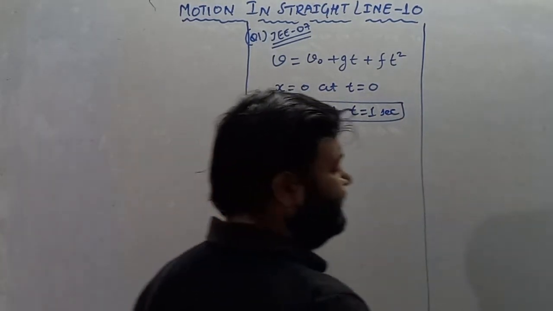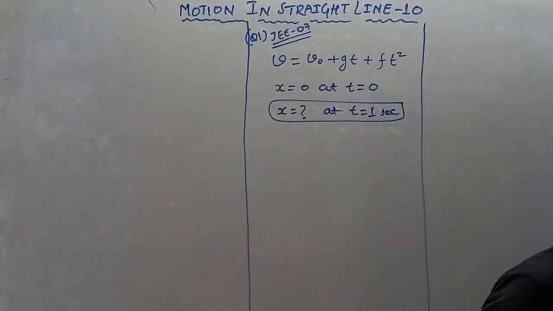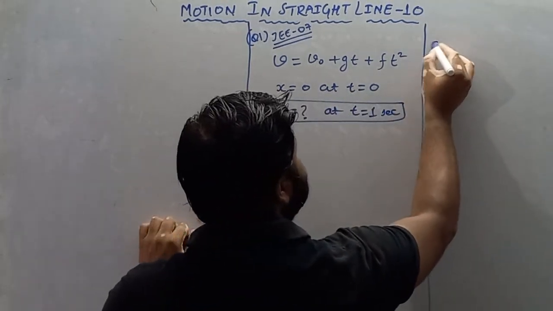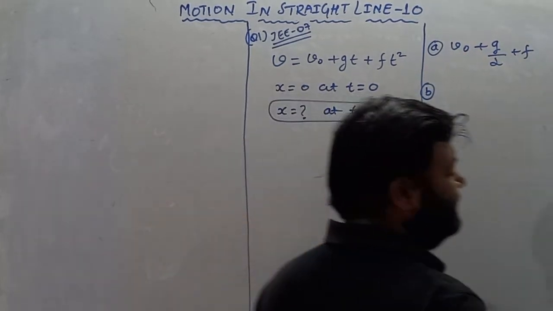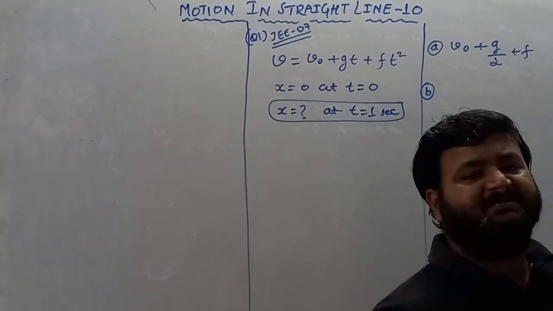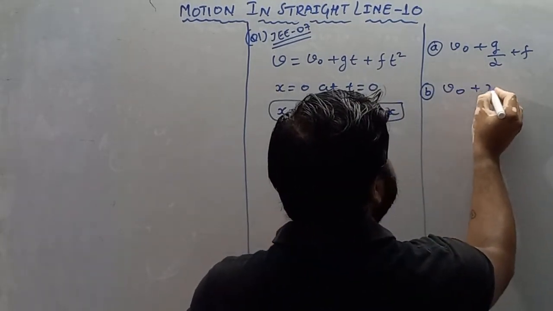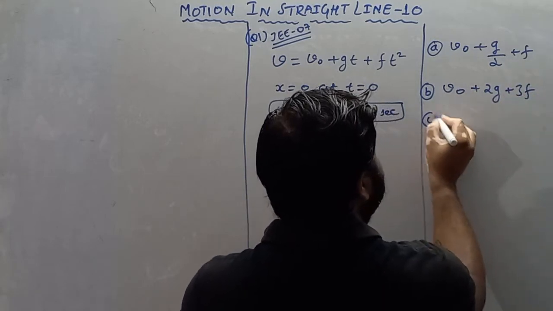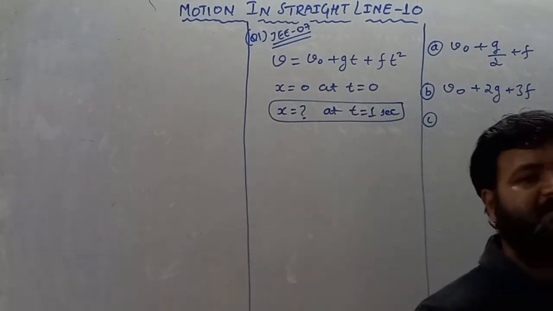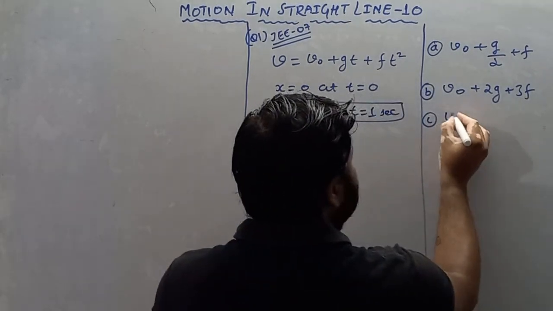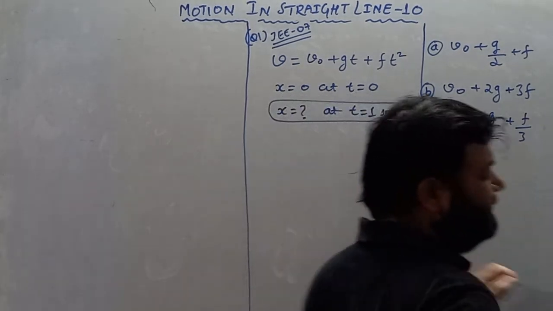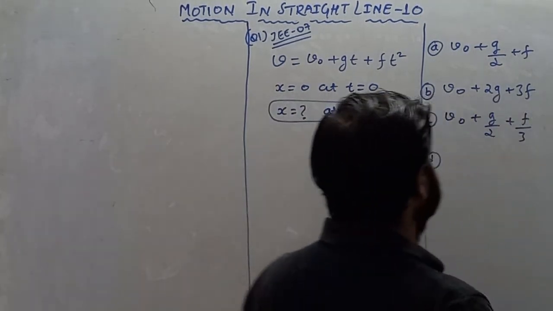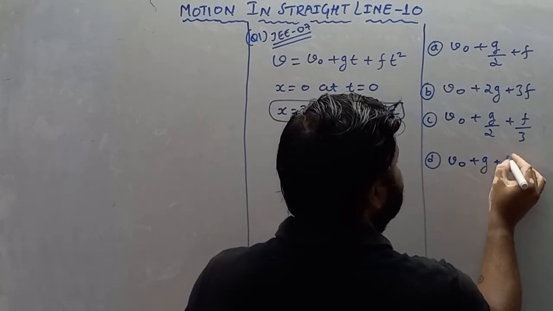Displacement at t equals 1 second. Option A is V naught plus G by 2 plus F. Option B is V naught plus 2G plus 3F. Option C is V naught plus G by 2 plus F by 3. And option D is V naught plus G plus F.